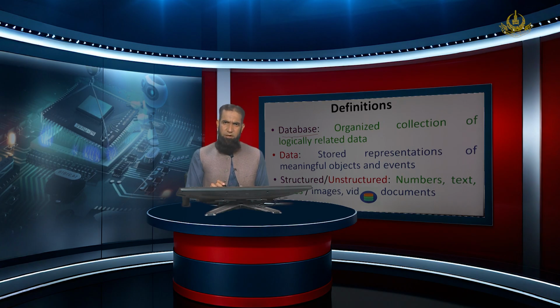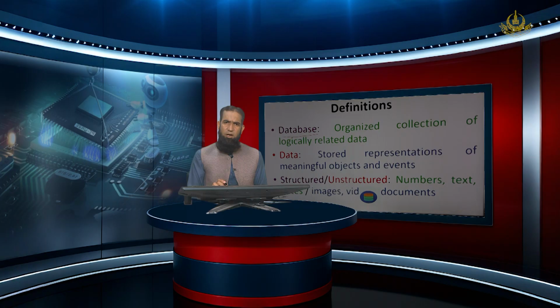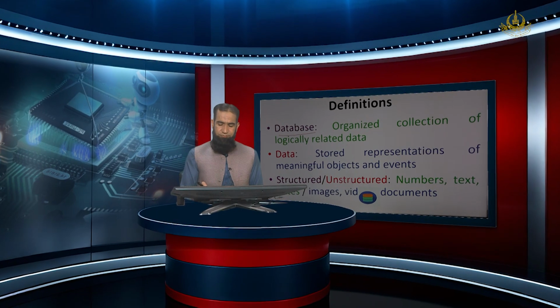Data can be structured and can be unstructured. Structured means in a defined format. The structured data types are numbers, text and dates, etc. Unstructured data means those things which we are unable to format or put in sequence. These are images, videos, documents. These all are unstructured data.